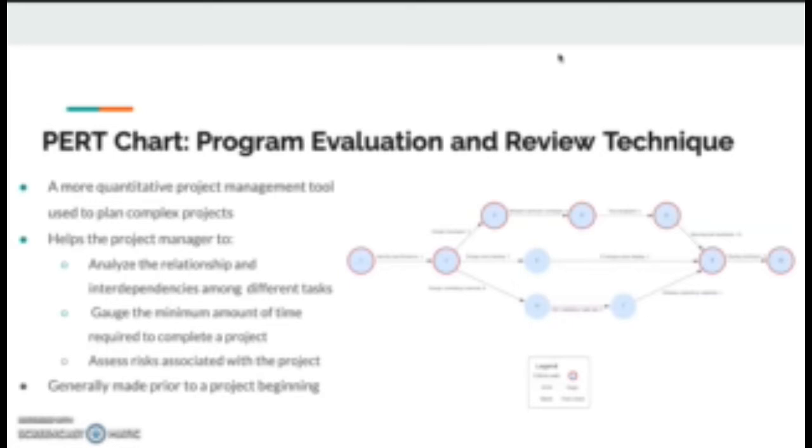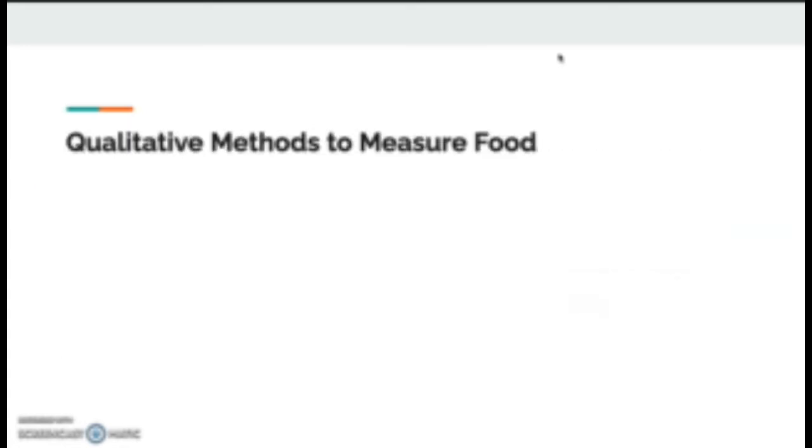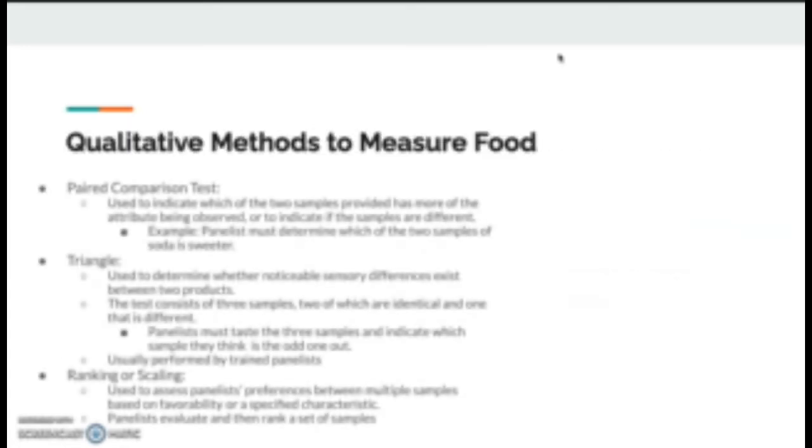Next, we are going to discuss some qualitative methods to measure foods. Okay, the paired comparison test. It is used to indicate which of the two samples provided has more of the attribute being observed, or to indicate if the samples are different. An example would be if the panelists had to determine which of the two samples provided of soda was sweeter.